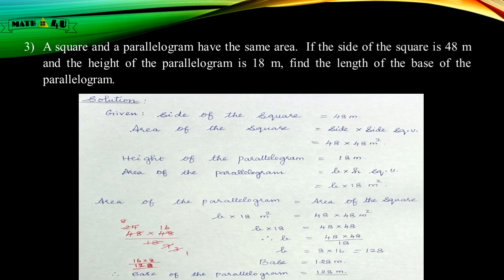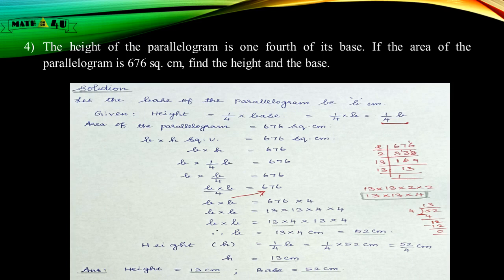The formula for area of the parallelogram is equal to base into height square units. It is given that area of the parallelogram is equal to area of the square. B into 18 meter square is equal to 48 into 48 meter square. From this, find the value of the base. Therefore, the base of the parallelogram is equal to 128 meter.